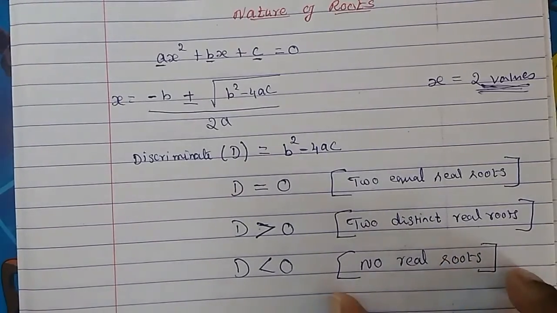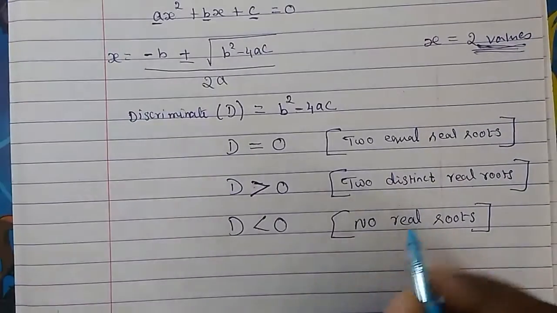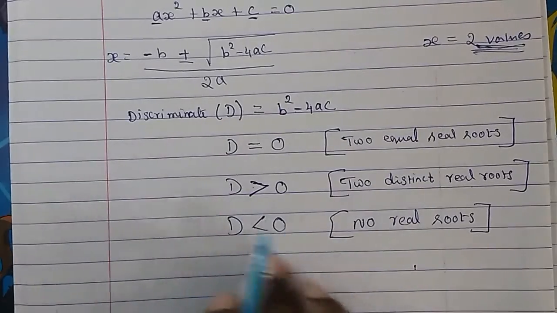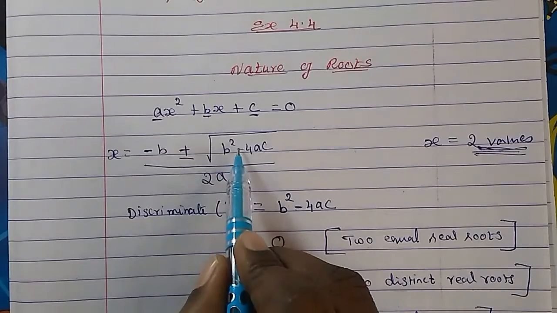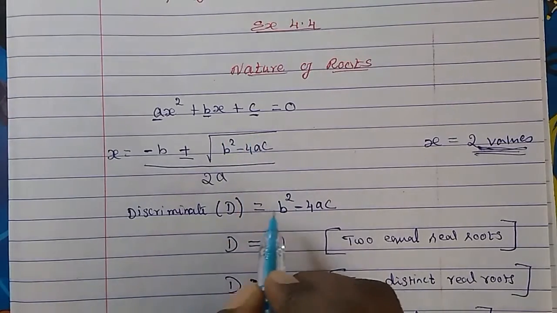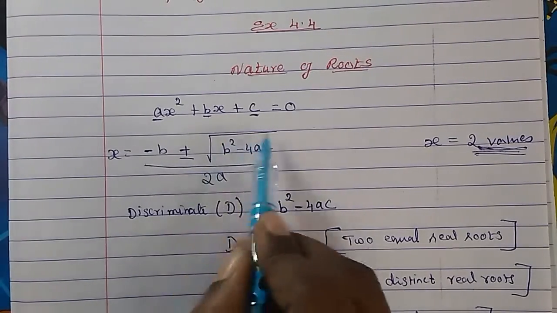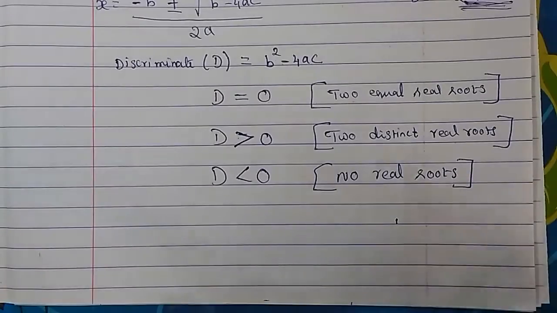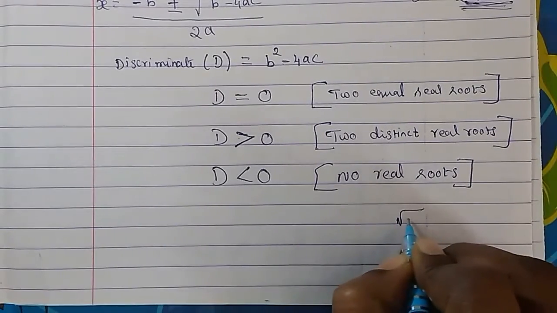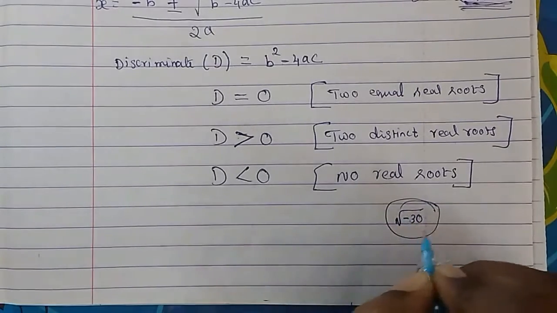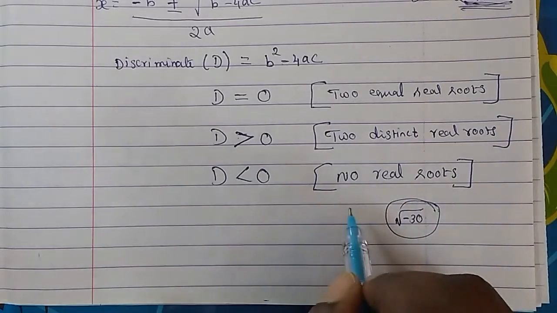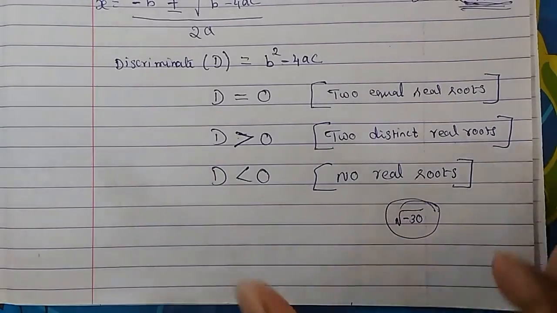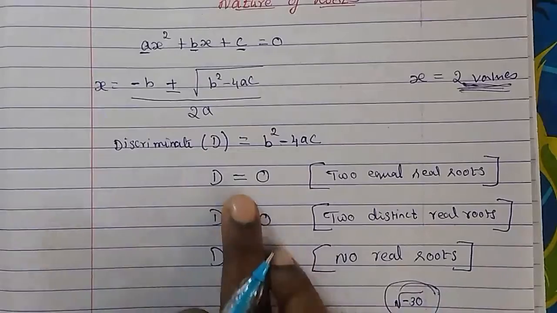So when do we say no real roots? See, I told you this capital D will come here under the root, so whatever value you are getting for D will be written in the root. If you get a negative number in the root, then this is called an imaginary root. That means this is not a real root. So no real roots.